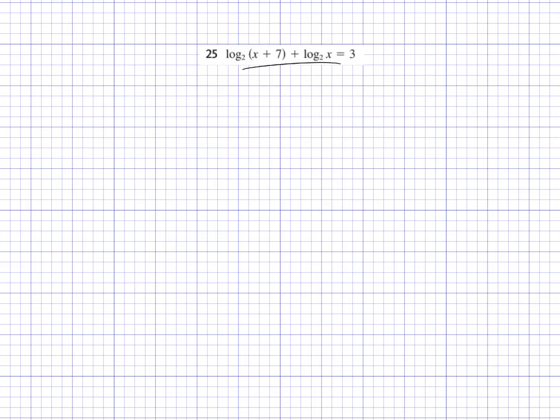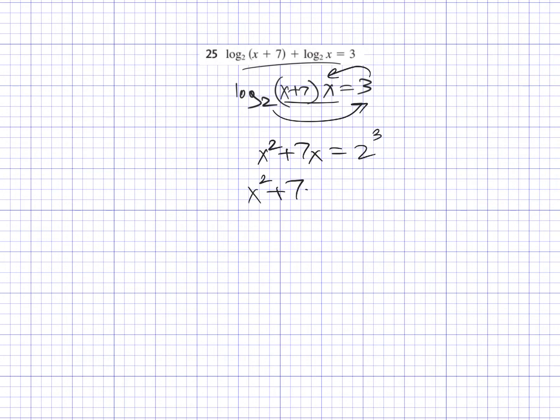Okay, let's combine these. Log base 2 of x plus 7 times x equals 3. So now I convert this out of logarithms. The base raised to the answer equals this. So this part is x squared plus 7x, and 2 to the third goes there. So x squared plus 7x, 2 to the third is 8. Let's move it over here, so subtract 8. And now you can solve that. X plus 8, x minus 1. So my answer is either negative 8 or positive 1.